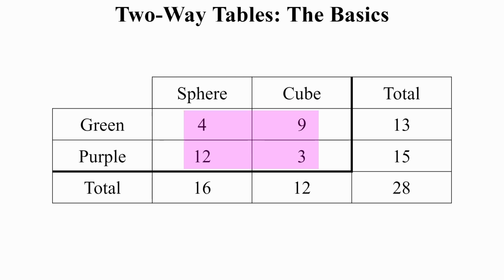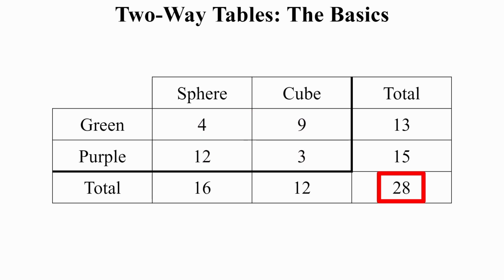These numbers here are like the actual entries, the body of the table. If you add all those up, 4 plus 9 plus 12 plus 3, you should get 28, which is the number in the bottom right. Now, a very common mistake is that when people go to add up the totals, they do 13 plus 15 plus 16 plus 12. I don't know why, but to get that 28, you only need to add up one of those sets of totals. Otherwise, you're double counting. So 13 plus 15 is 28, and 16 plus 12 is 28.